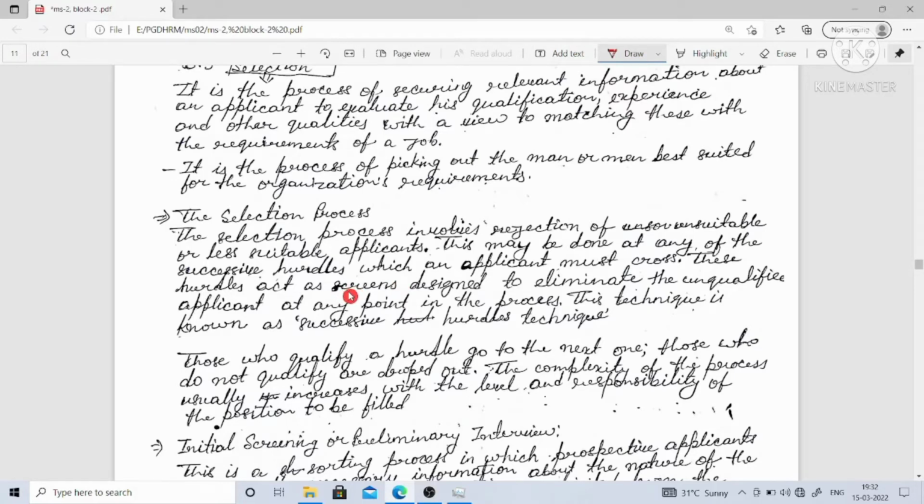So these hurdles act as screens designed to eliminate the unqualified applicant at any point in the process. This technique is known as the successive hurdles technique. In this technique, many hurdles are there which the applicants should cross. If applicants are able to cross those hurdles, those applicants are suitable, and those applicants who are not able to cross those hurdles are not suitable for the job.